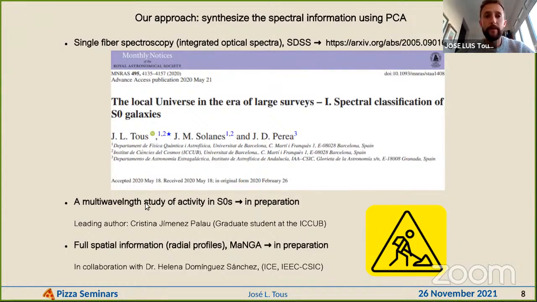One would be a multi-wavelength study of the activity in the local population of S0 galaxies. This is led by a former student at the ICCUB, Cristina Jiménez Palau, that hopefully I think will join you as a PhD student next course. And also I will talk about the logical continuation from our work in 2020, for which we count with the help from Elena, which is applying the same methodology we used in 2020, but to analyze the MaNGA data.